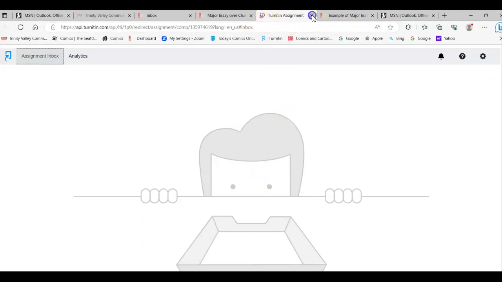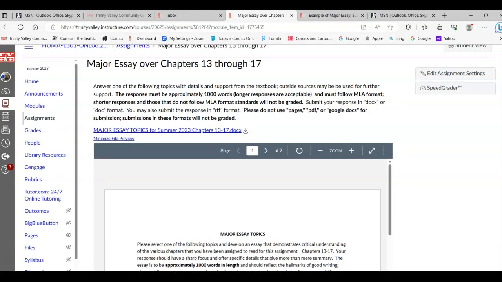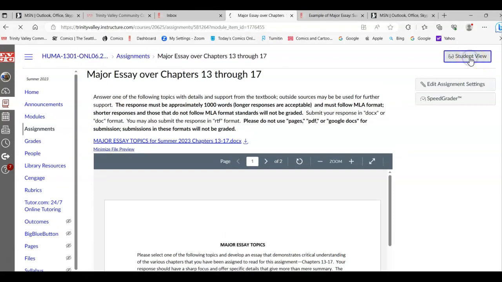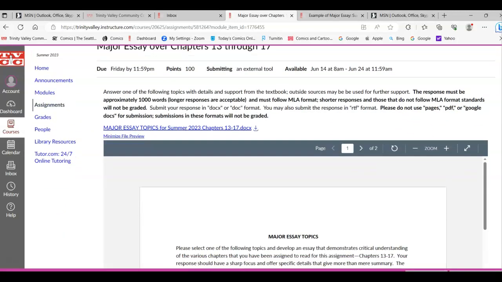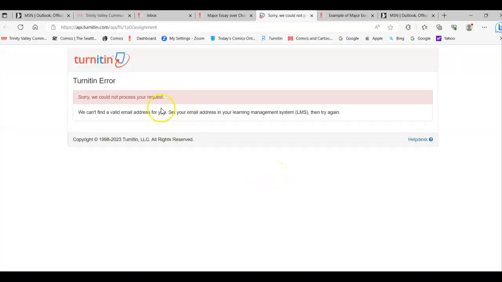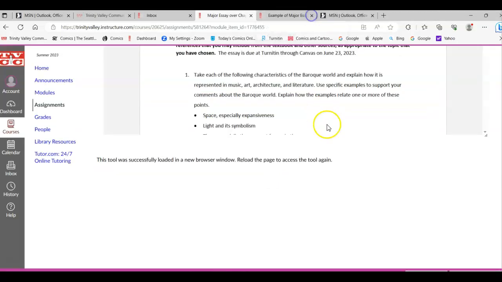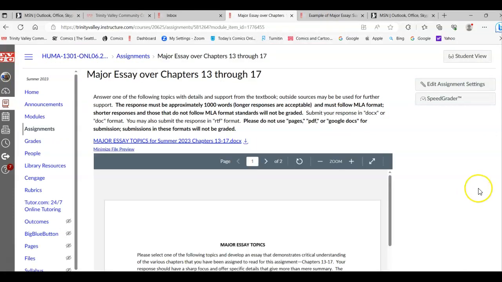I'll close that out. And so again, those are the topics. Let's look at the student view so you can see how this actually looks. So here you'll see again, there's the handout, there's your window. It says it couldn't process because I don't have a proper email address. So the email that I have is not recognized as a student, so I can't upload anything. But anyway, when you go to that, you'll see the red button.